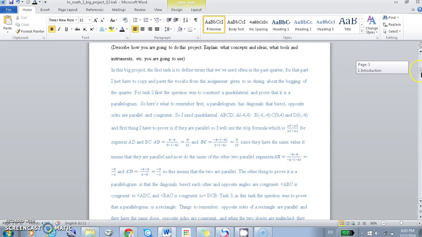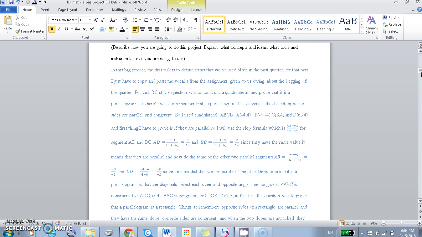The methods that I used in this big project: the first task is defining the terms that we use often in this project, like midpoint, centroid, parallel, line, basic words that we use. In task 2, the first question was to construct a quadrilateral and prove that it is a parallelogram. So here's what to remember. A parallelogram has diagonals that bisect opposite sides, and opposite sides are parallel and congruent.